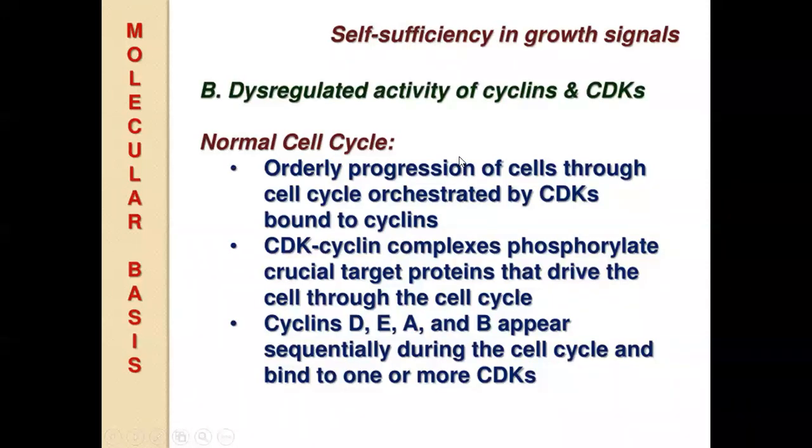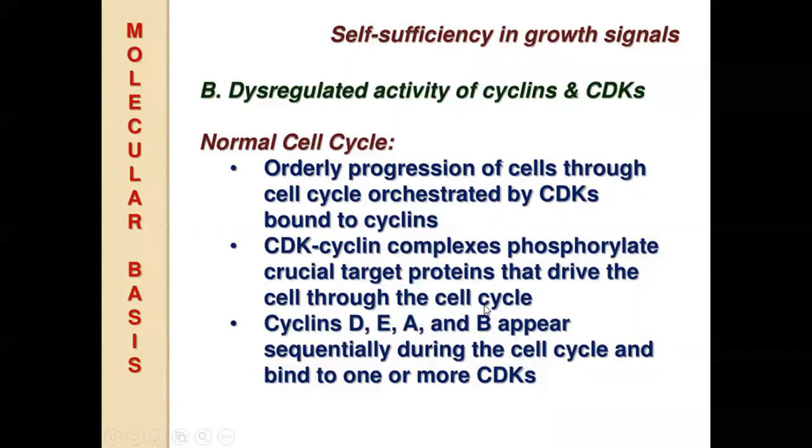The next step is the dysregulated activity of the cyclin and the CDK. First of all, what happens in the normal cell cycle? The orderly progression of cells through the cell cycle is orchestrated by CDKs bound to the cyclin. The CDK-cyclin complexes phosphorylate crucial target proteins. They drive the cell through the cell cycle.